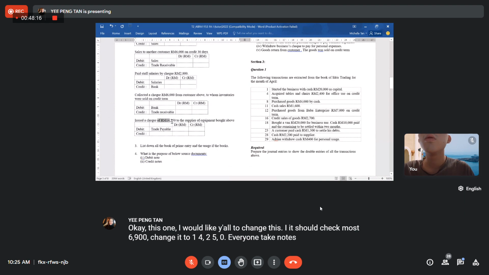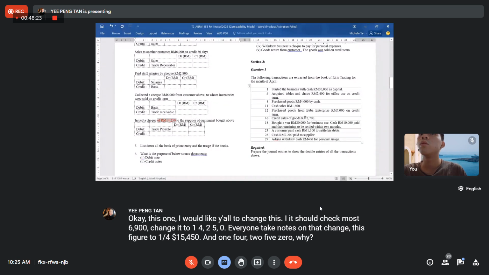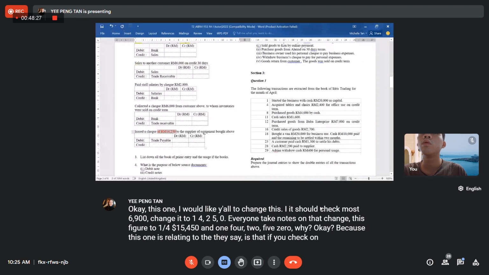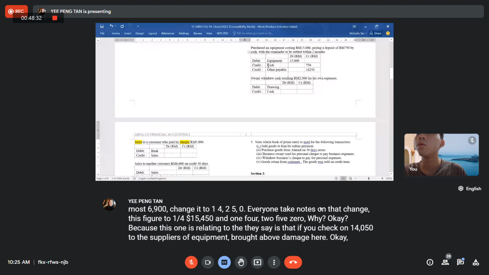Everyone take notes on that. Change this figure to 14,250. Why? Because this one is relating to it says that issue a check for 14,250 to the suppliers of equipment bought above. That means here, it's relating to this one.